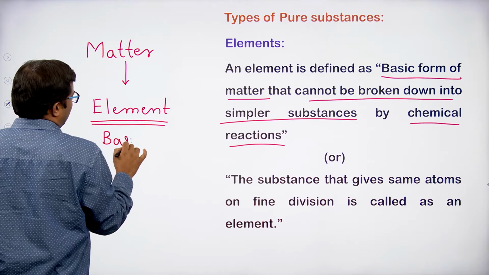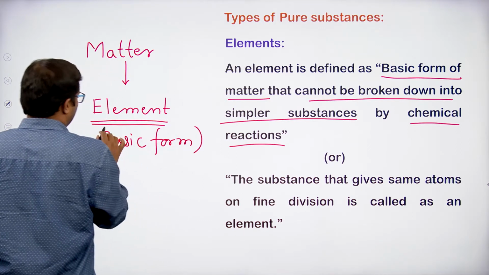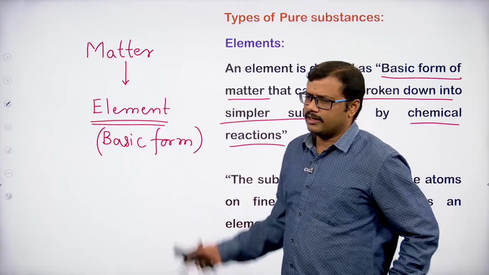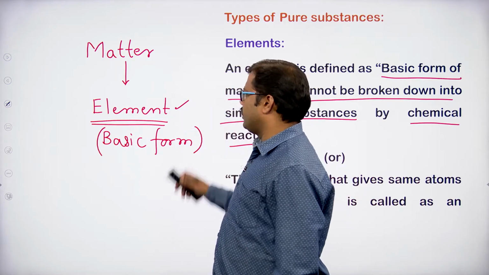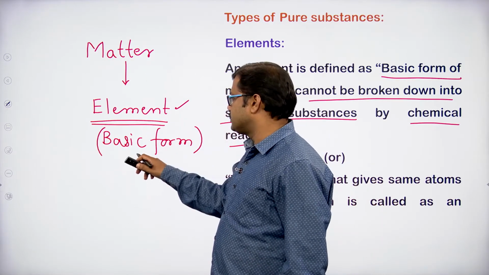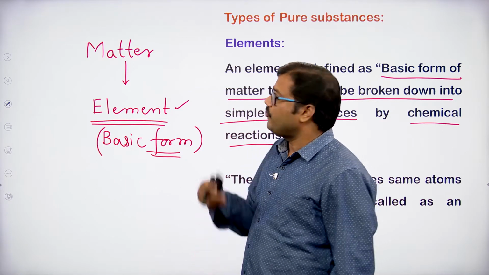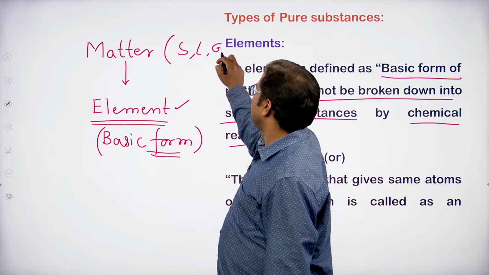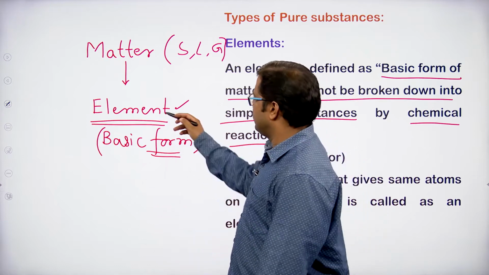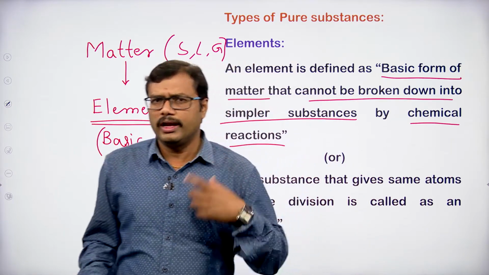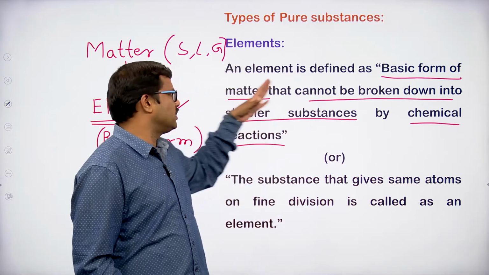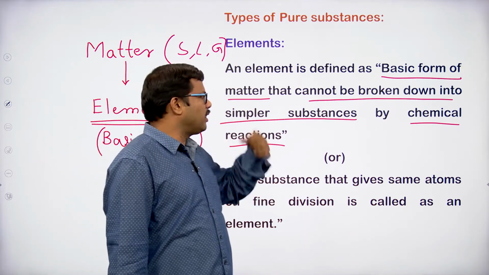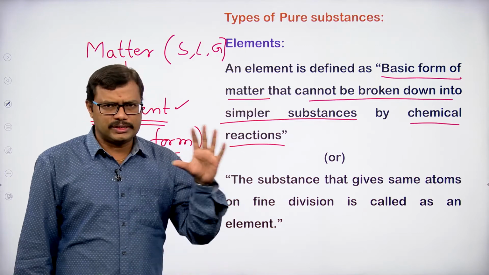So, we can consider the basic form of matter to be the element, or we can consider the element as the basic form of matter. Here you can clearly see that matter is made up of elements, so automatically the element becomes the basic form of matter. Matter, whether it is solid, as we discussed in the previous week, liquid or gas, is made up of one or two elements. So the basic form of matter is the element, and it cannot be further divided into simpler substances by chemical reactions.